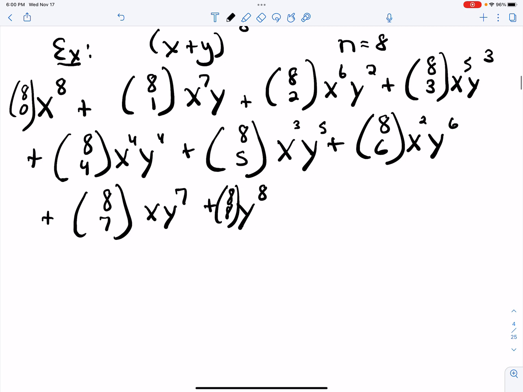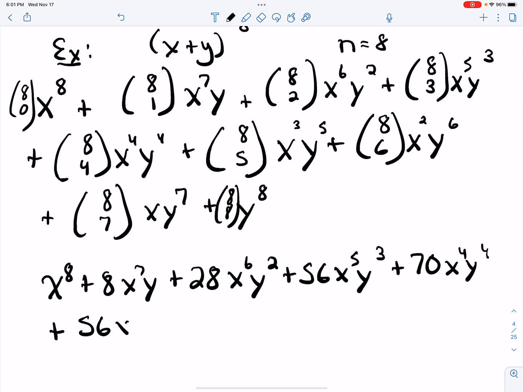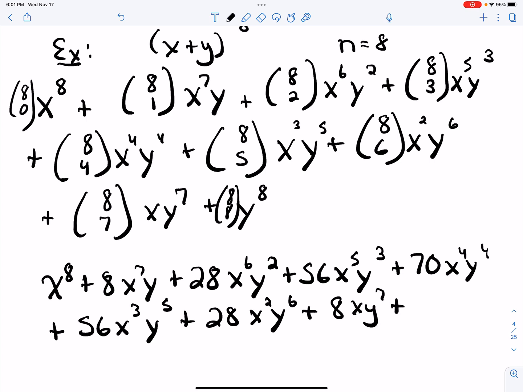And when you actually work those out, you can put them in your calculator if you want, or you can do Pascal's triangle if you really want. But you're going to end up with 1x^8 plus 8x^7y plus 28x^6y^2 plus 56x^5y^3 plus 70x^4y^4 plus 56x^3y^5 plus 28x^2y^6 plus 8xy^7 plus 1y^8. And that would be your expansion.